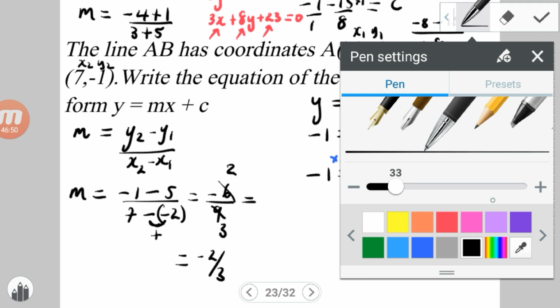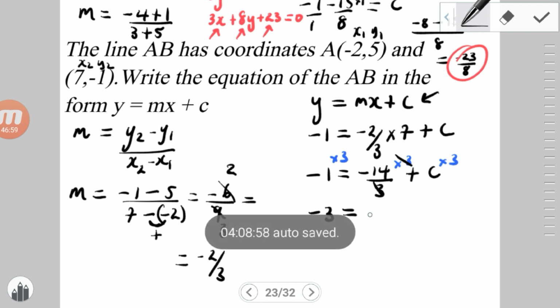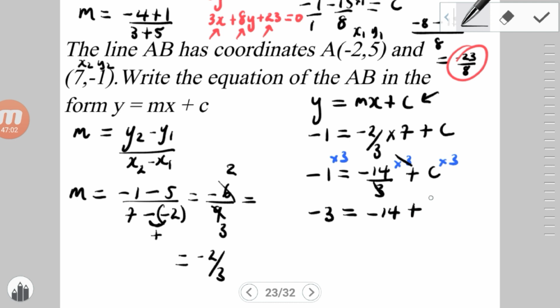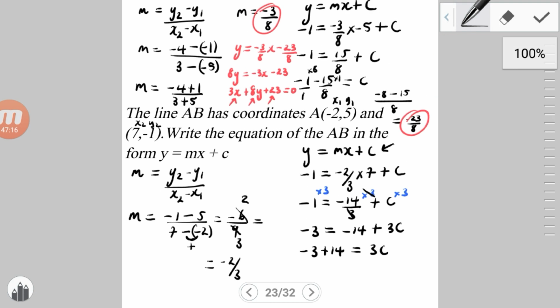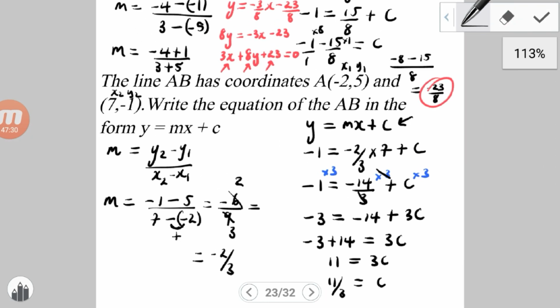Balance the equation. So we have negative 1 times 3 is negative 3. Cancel, cancel here. So we end up with minus 14 plus 3 times C is 3C. Transpose the minus 14, we'll end up with minus 3 plus 14 equal 3C. And we'll end up here with 11 being equal to 3C. Dividing both sides by 3, we're going to find that 11 over 3 is equal to C. So we have calculated our C value here.